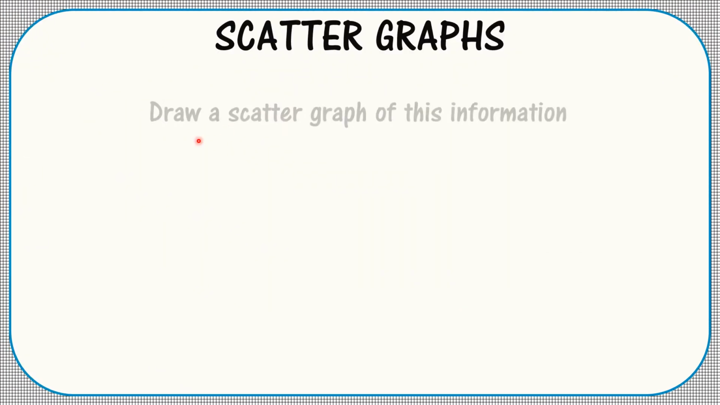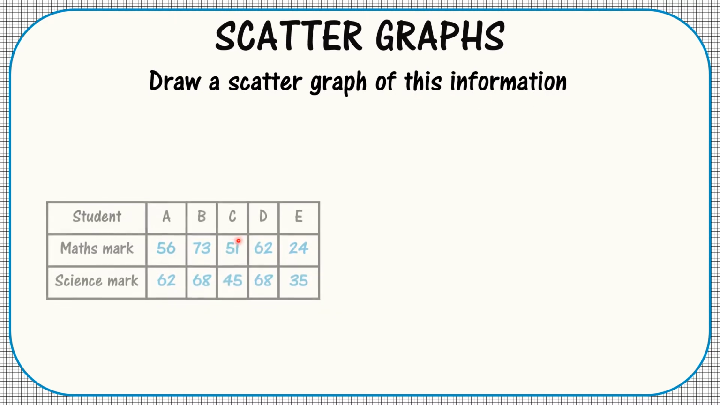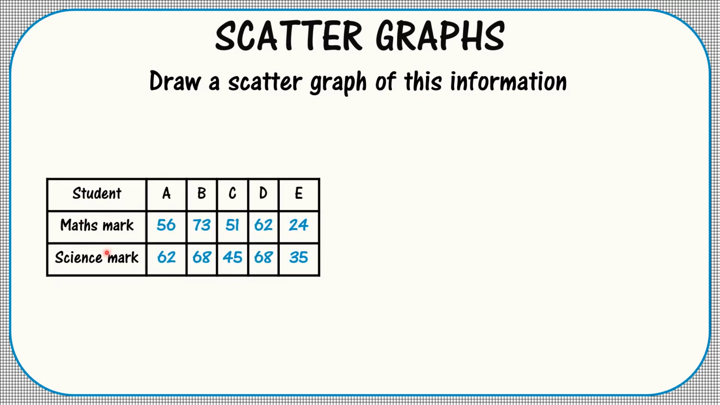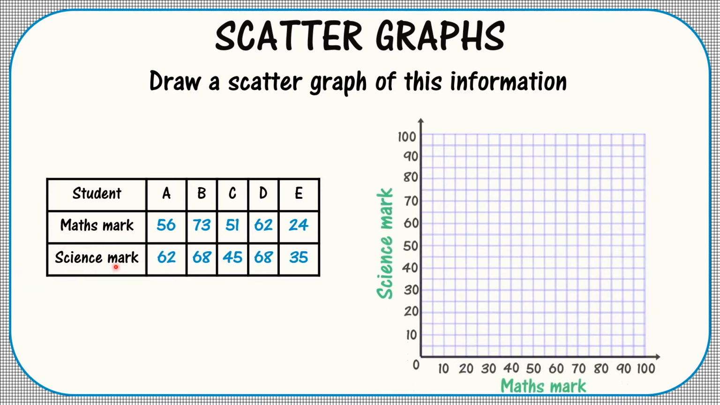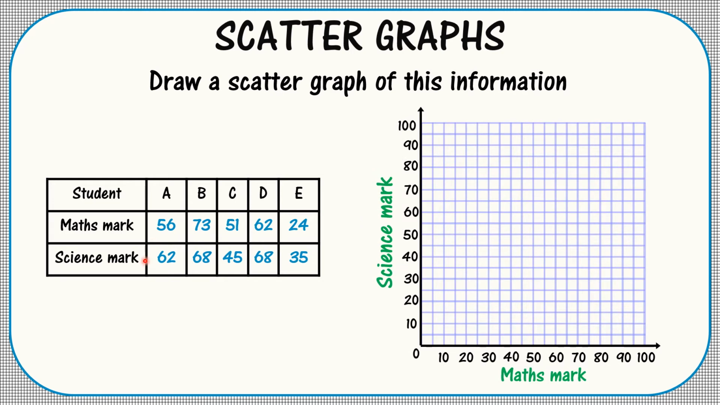Let's go through another example. So draw a scatter graph of this information. We have some students and we have their math mark and their science mark. So the two sets of data that we are comparing are math mark and science mark. What we have been asked to do is plot this information on this scatter graph.